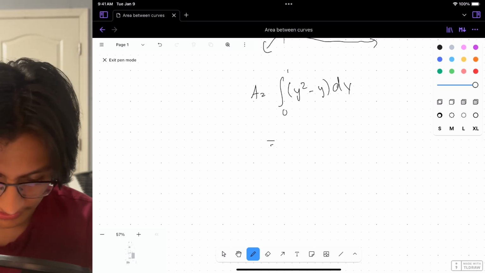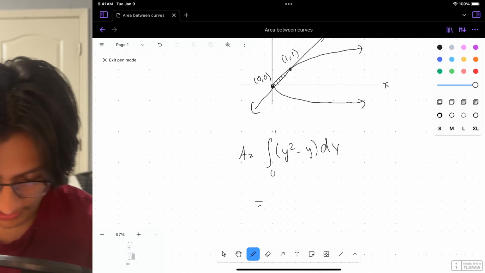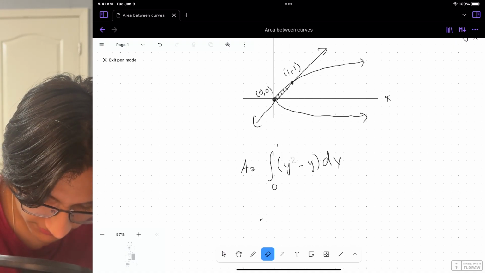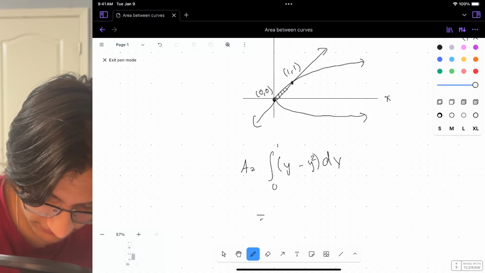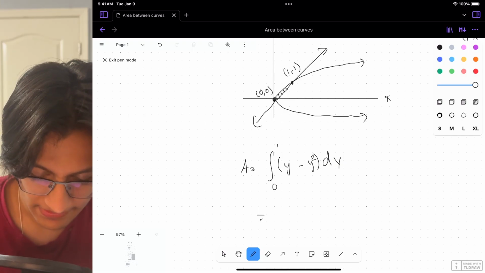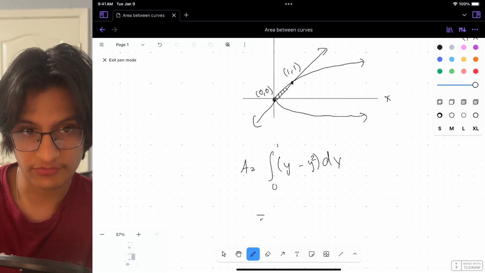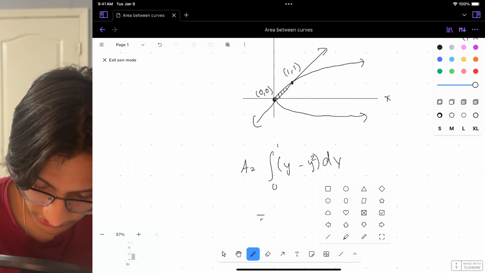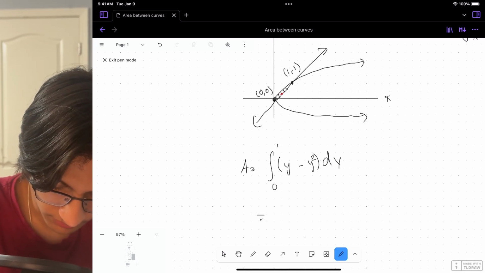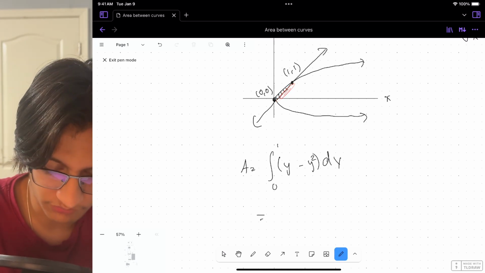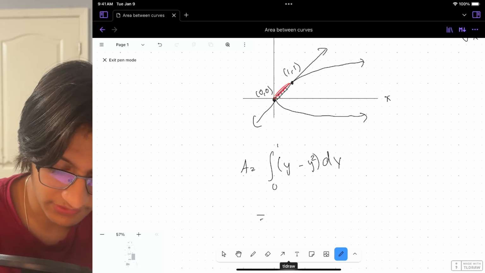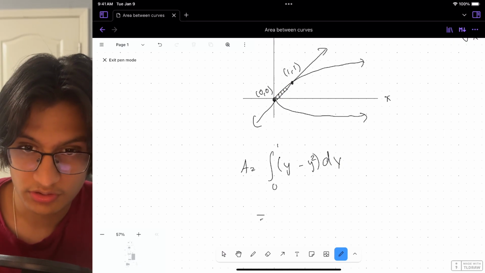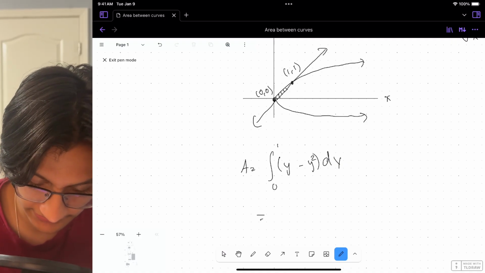I'm really not about to deal with all of that. But actually, wait, I made a mistake here, because this should be like this. Remember, if you're doing it with respect to y, it's right function minus left function. The right function here is actually this one right here, the y equals x, and the left function here is that curve. So it's going to be like this.